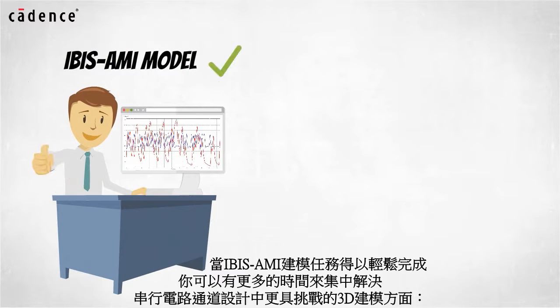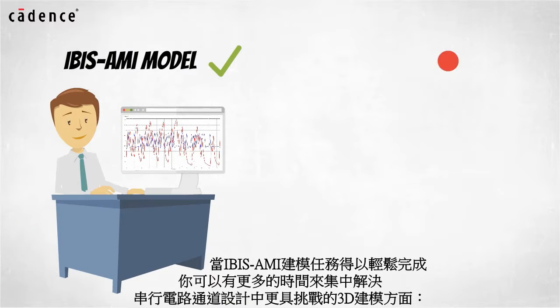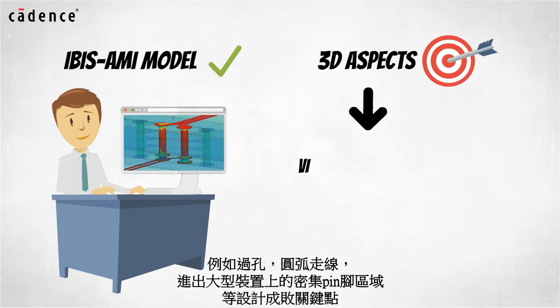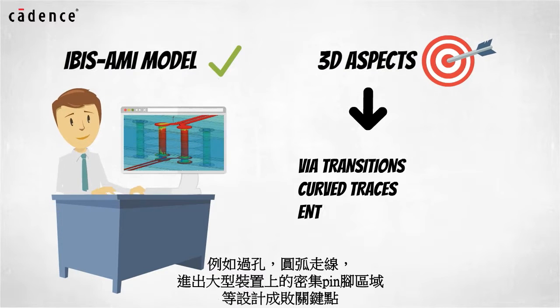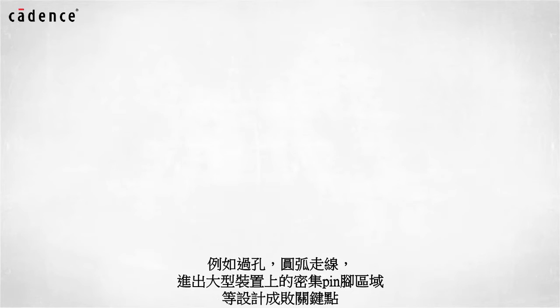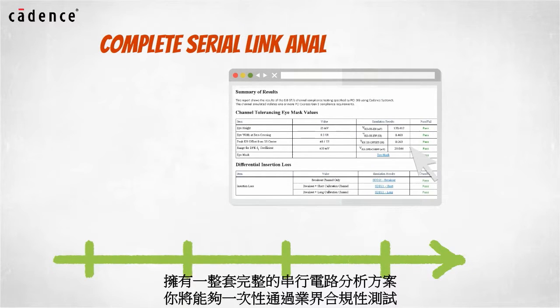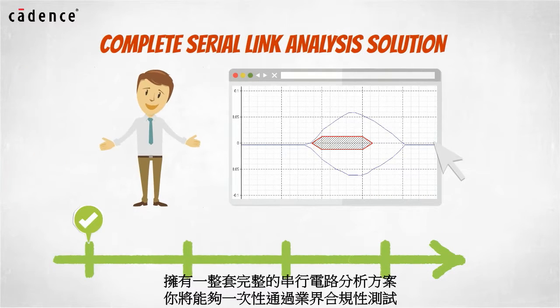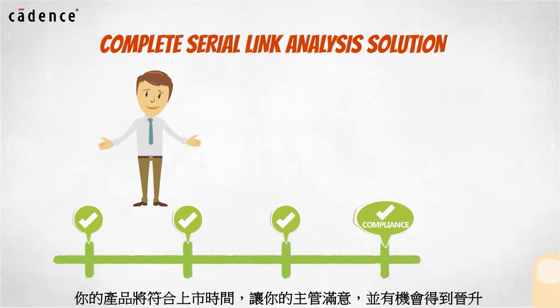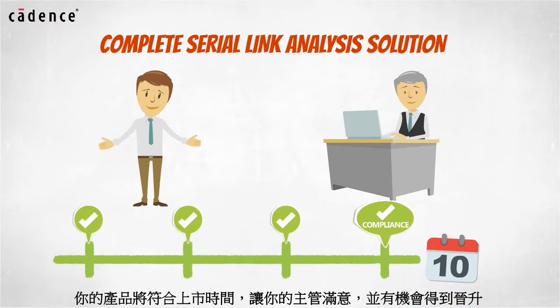With the IBIS-AMI model problem resolved, you will have plenty of time to focus on the challenging 3D aspects of serial link channel design, such as via transitions, curve traces, and entering and exiting dense pin fields on large devices that can make or break your channel design. With a complete serial link analysis solution in place, you will be able to pass industry compliance tests the first time, your product will get to market on time, your boss will look good, and you just might get a raise.